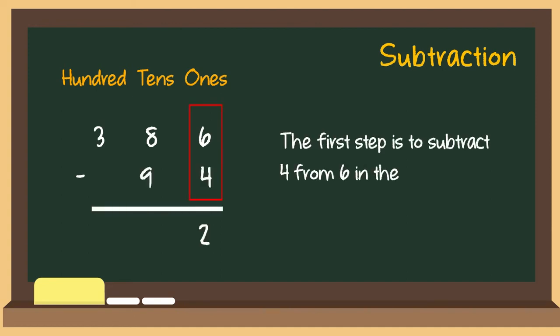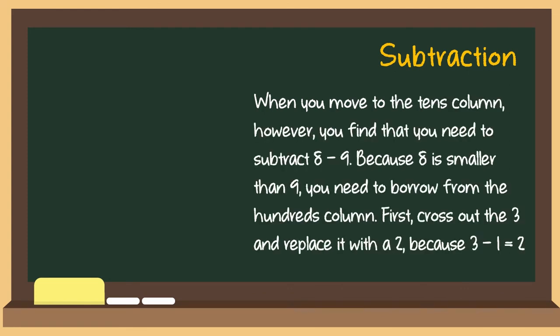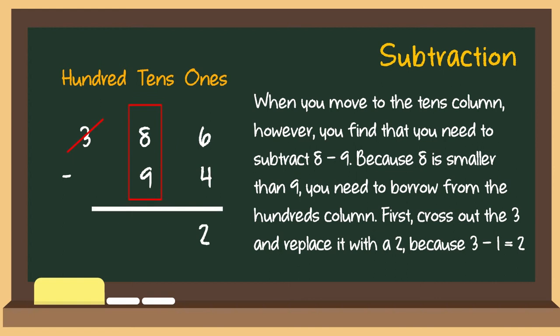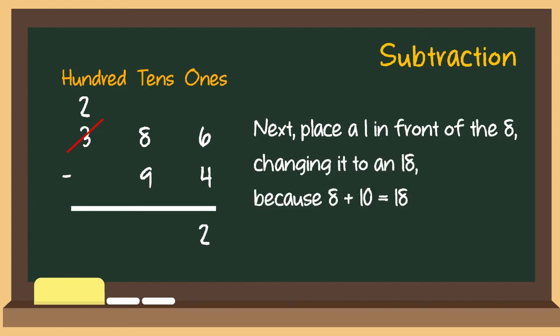The first step is to subtract 4 from 6 in the ones column, which gives you 2. When you move to the tens column, however, you find that you need to subtract 9. Because 8 is smaller than 9, you need to borrow from the hundreds column. First, cross out the 3 and replace it with a 2, because 3 minus 1 equals 2. Next, place a 1 in front of the 8, changing it to an 18, because 8 plus 10 equals 18.